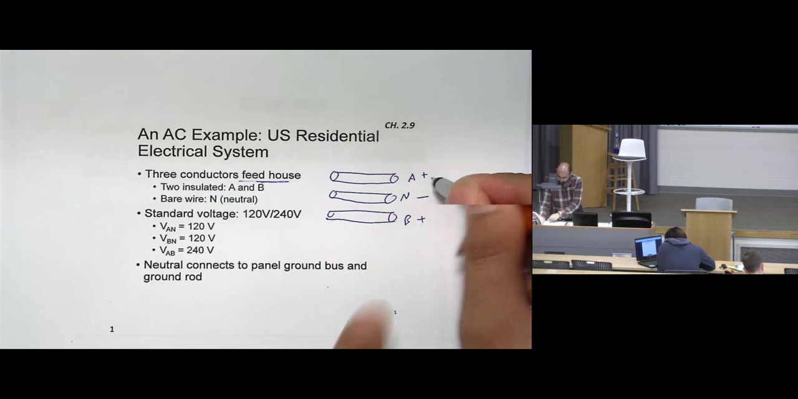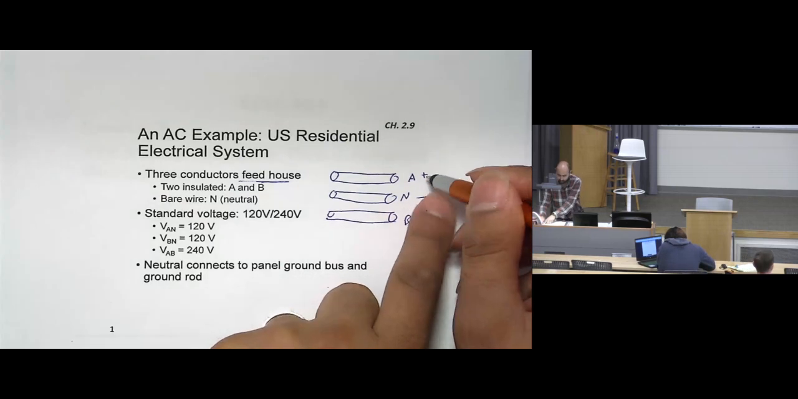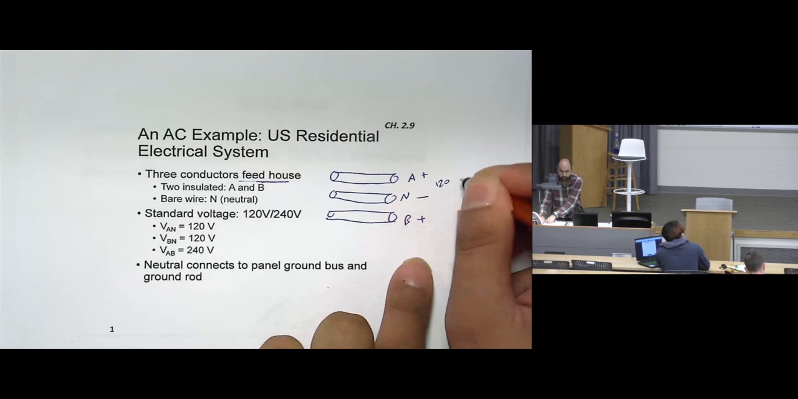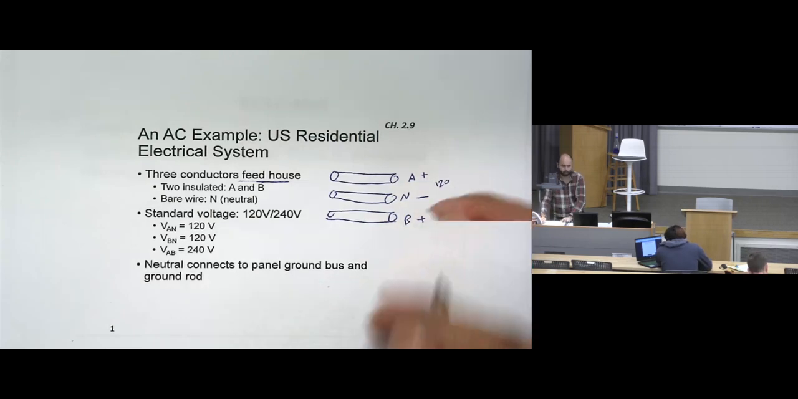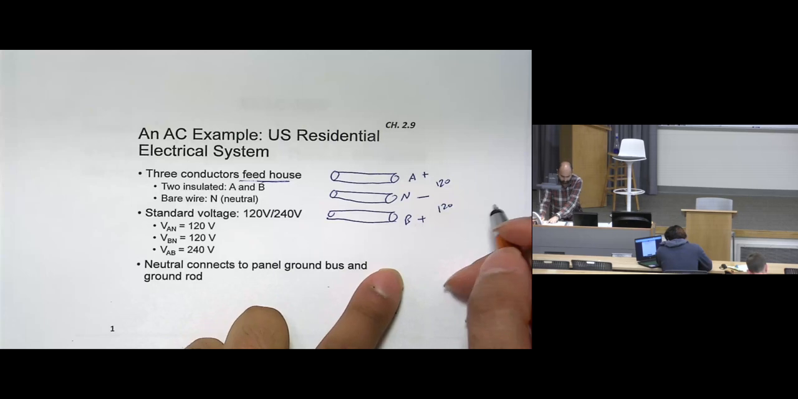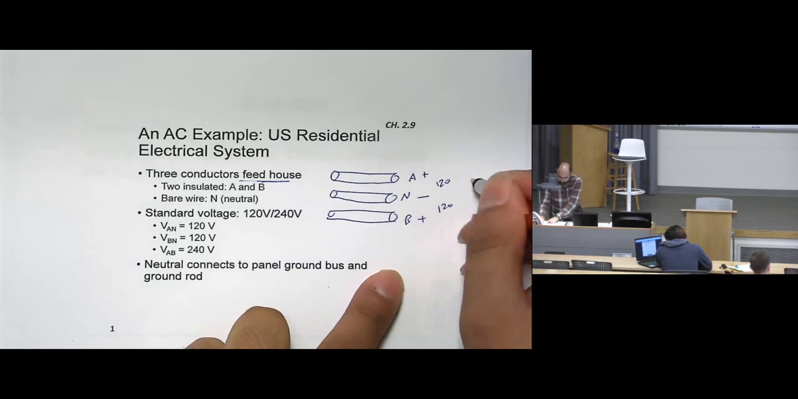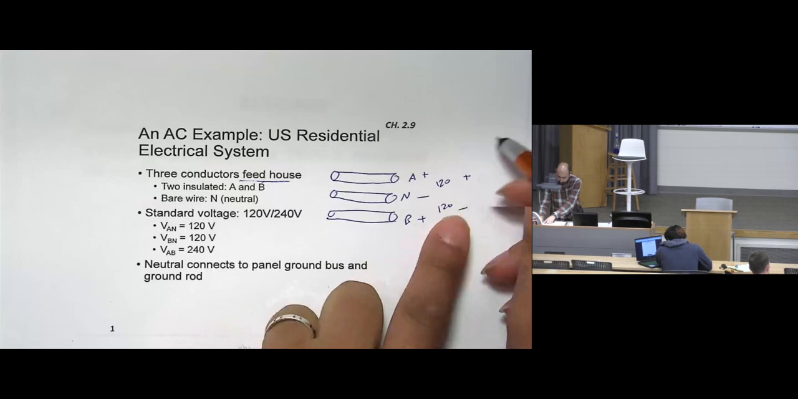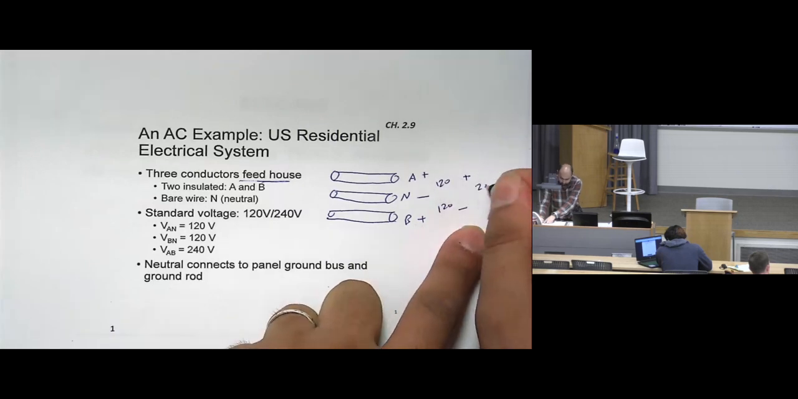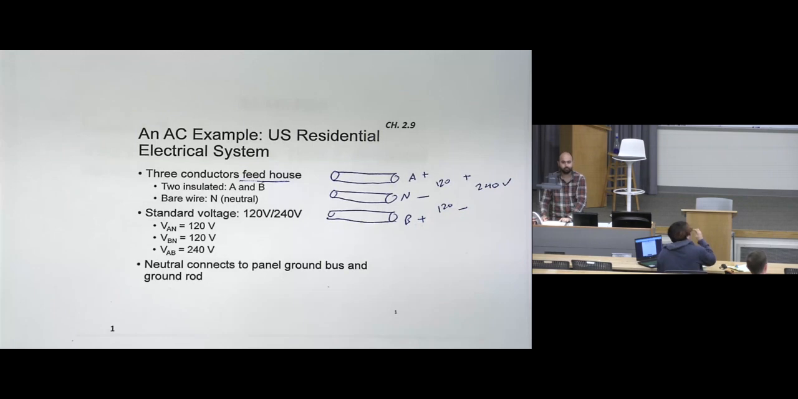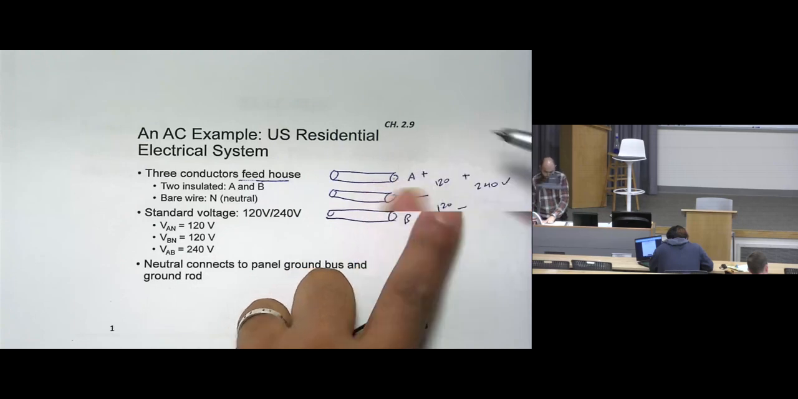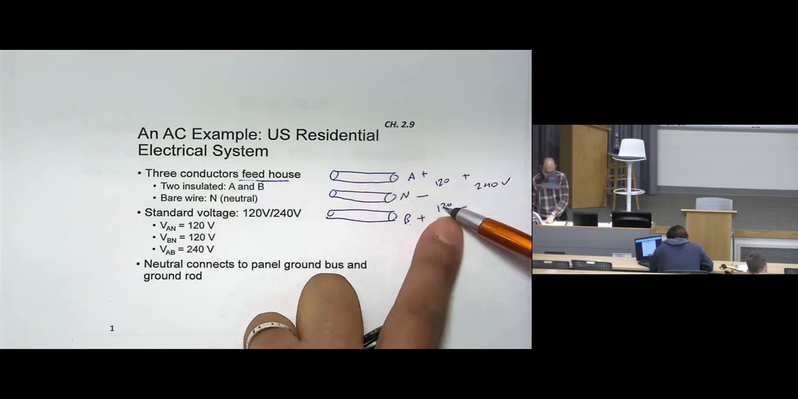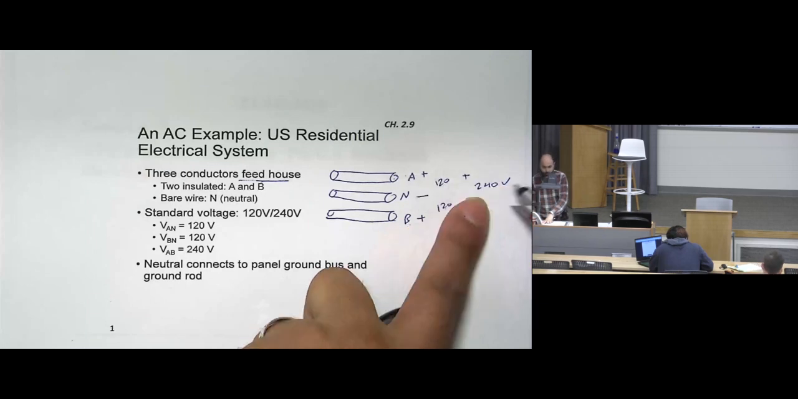Here, most likely, the voltage between A and N, the live and neutral, is 120 volts. The voltage between B and N is also 120 volts. And if we add them together, if I connect between A and B, the voltage will be 240 volts, which is their sum. So it depends on the connection: A and neutral is 120, B and neutral is 120, and A and B is 240.